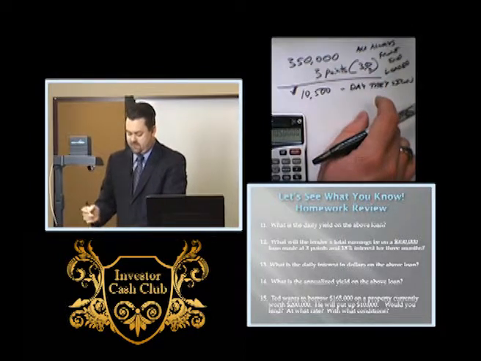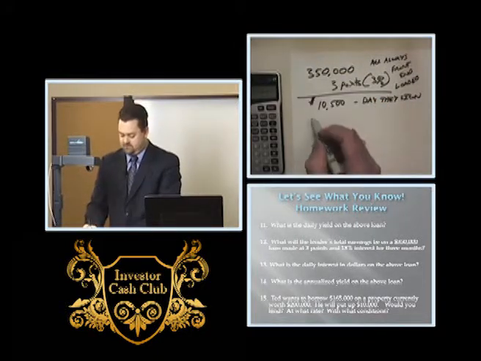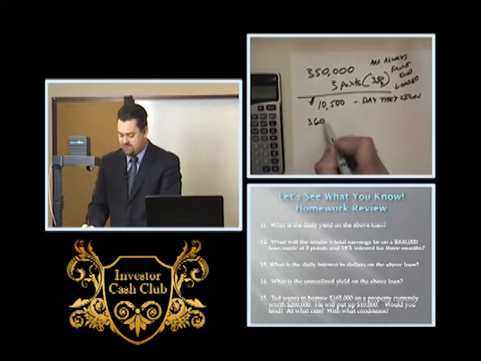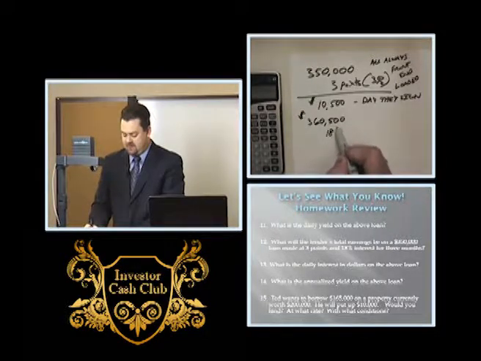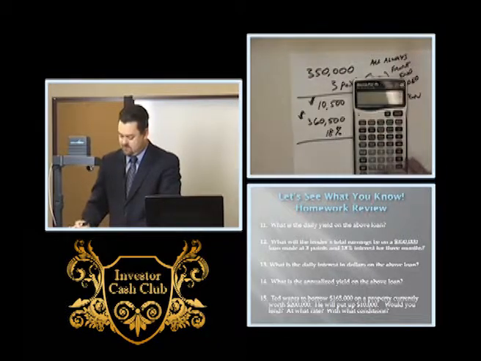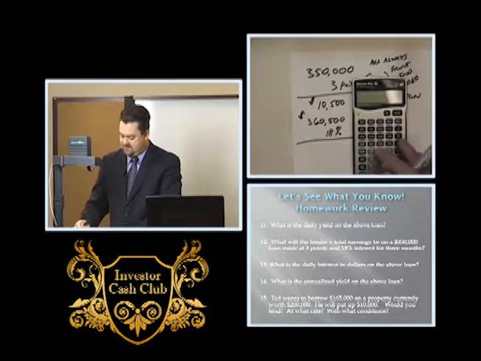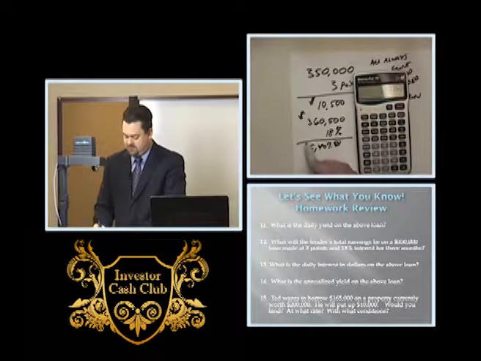Now, you can do this one of two ways. If we're going to go ahead and add the points to the principal, what that means is they now owe us $360,500. So we can either do our calculations based on that at 18%, which would look like this: 360,500 at 18%, divided by 12, gives us $5,407.50 per month times 3 months.